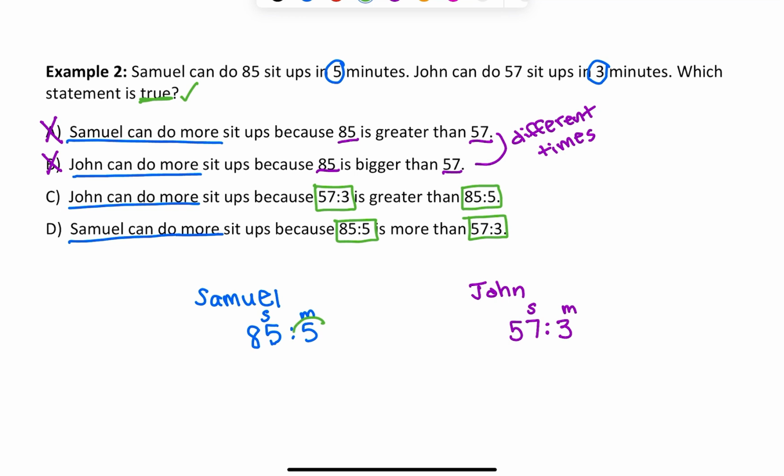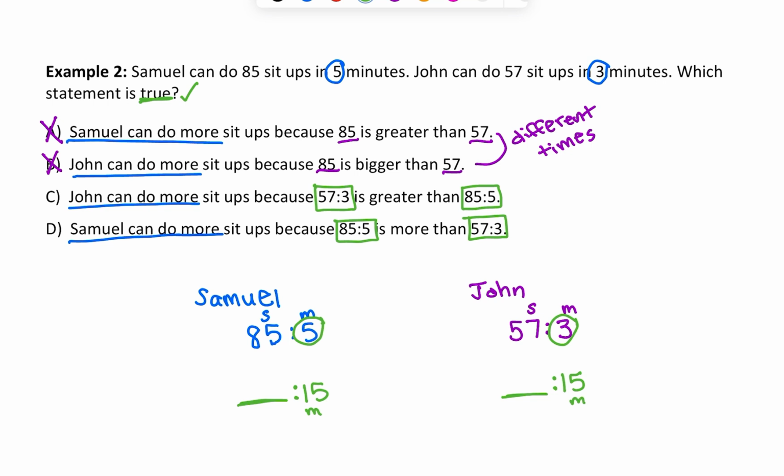So I need to get this 5 and this 3 to be the same number. What I mean by that is if I'm counting by 5s and if I'm counting by 3s, what's the same number I can get to? So 5, 10, 15; 3, 6, 9, 12, 15. So if I took this ratio to a 15 on this side and a 15 on this side, I could then compare the other side because then both people would have 15 minutes. And that's fair because they get the same amount of time.